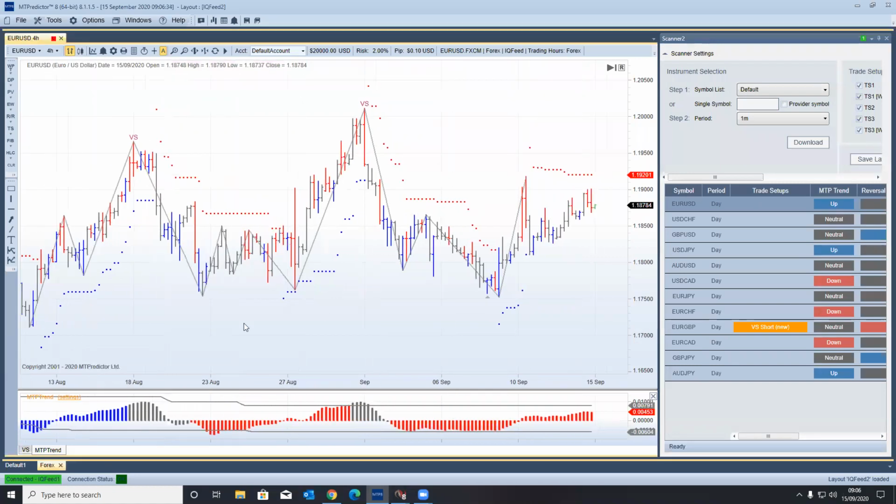So is MT Predictor basically a black box system? You can see we have automatic setups. We have history triangles here as well. We have an MTP trend color. So do we just simply take our setups, say in the direction of this trend, and that's it? Well, the answer to that is no.